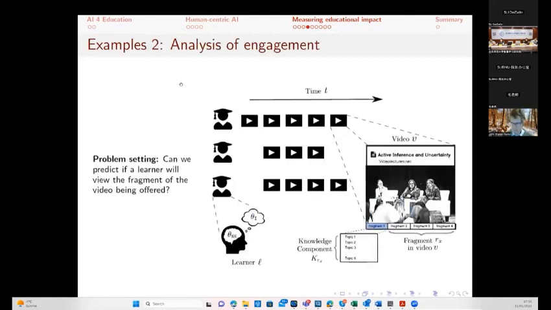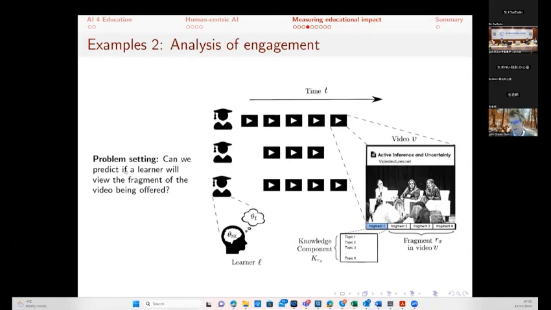So here was the second example, which is analysis of engagement. And here, what we're trying to do is to predict whether a user will view one of these sections of the video. So each of these rows here represents a video that's being shown, and these are the sections of the video. And we have tracked the user watching these sections, and we're trying to predict, will they view the next section to the end, basically? Or will they switch off or move away?